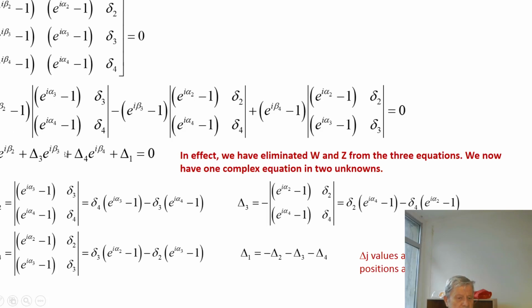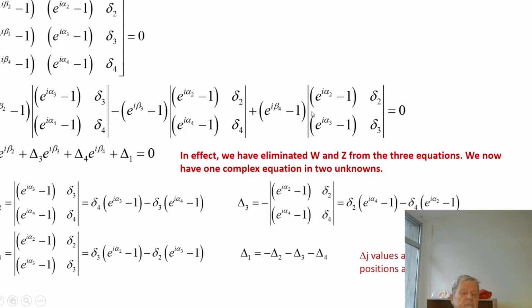We end up with this set. These 2 by 2 determinants, I call them capital delta, delta 2, delta 3, delta 4. Delta 1 is the negative of the sum of these determinants, because in here you have minus 1, minus 1, minus 1, so you add them up. So that's the other one. You end up with an equation. Notice, number one, these 2 by 2 determinants are all functions of position only. Alpha 2, alpha 3, alpha 4, delta 3, delta 4, etc. These I can evaluate. Given the four positions, I'm able to determine these values.